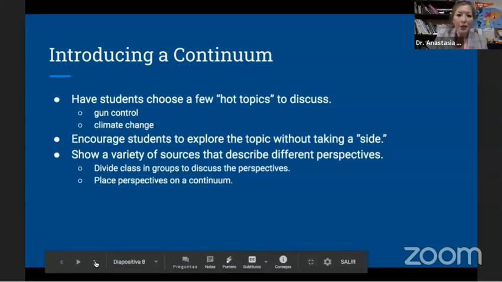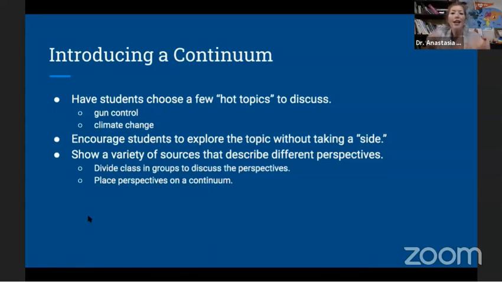And so what I do is I introduce a continuum, and I have my students introduce a few hot topics to discuss, and I have them choose because I want to make sure they're all generally comfortable with talking about these different topics. And one semester, for example, I had gun control and climate change.